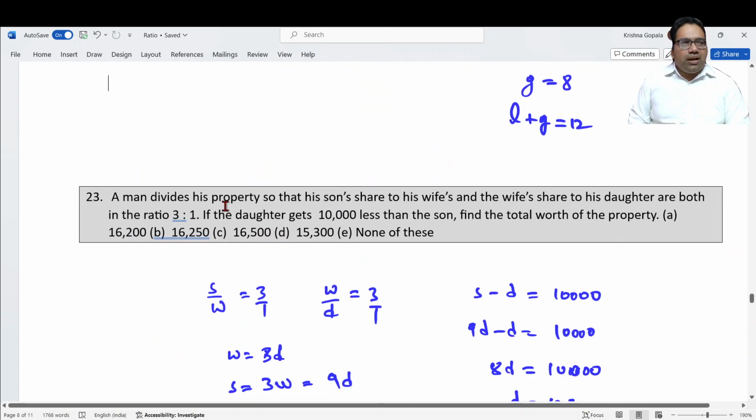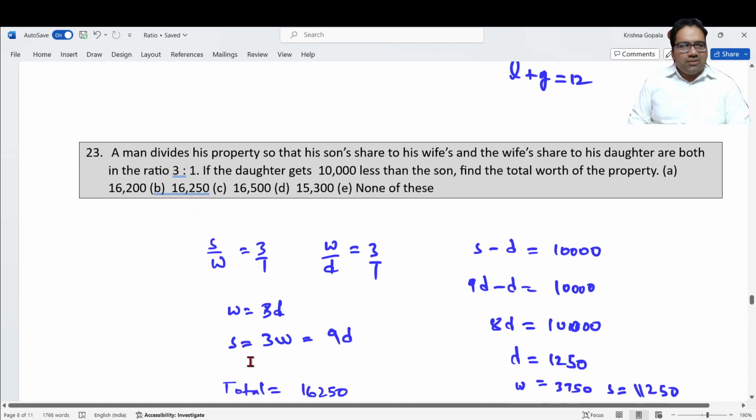Next one. A man divides his property so that his son's share to his wife and wife's share to his daughter are both in the ratio of 3 is to 1. Son by wife is 3 by 1, wife by daughter is 3 by 1. The daughter gets 10,000 less than the son, that means son minus daughter is equal to 10,000. Now, what is wife? Wife has got 3 times of daughter, wife equal to 3D. Son has got 3 times of wife. That means son is 9D, 3 into wife.